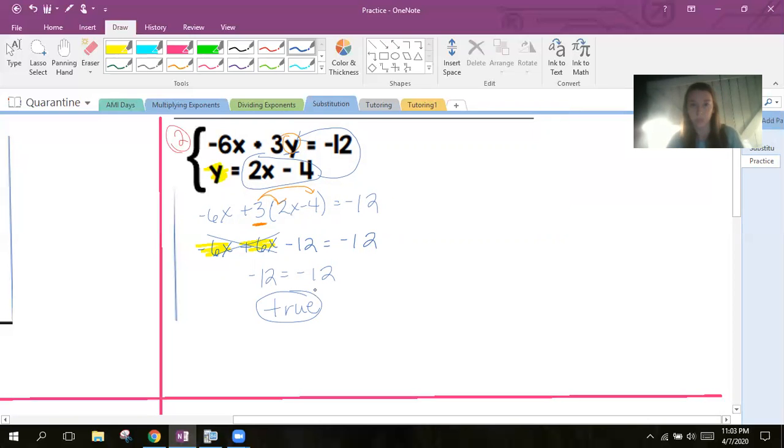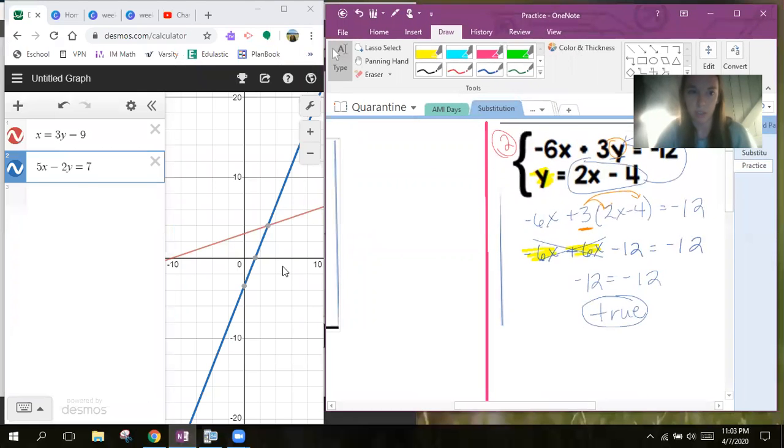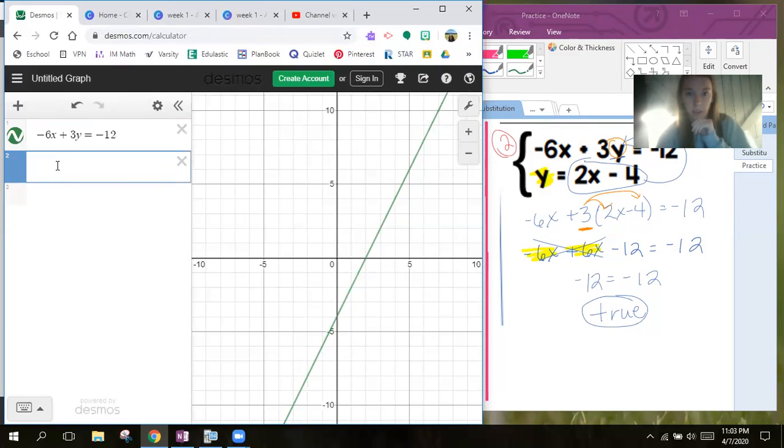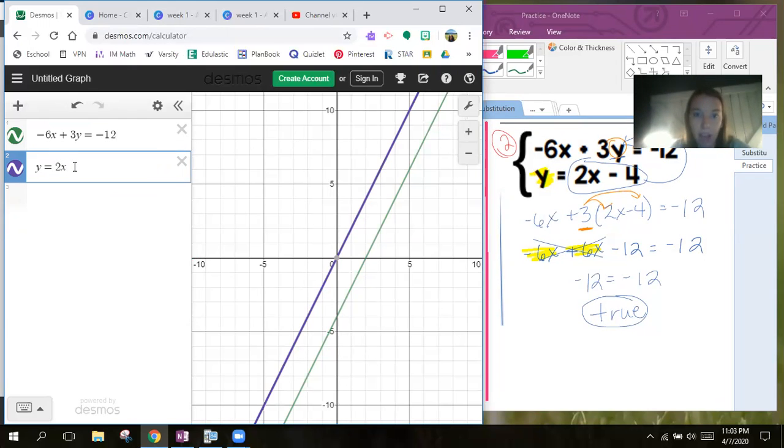Okay, so let's see what happens when we graph this one. So I have negative 6x plus 3y equals negative 12. All right, so first thing I want you to notice is that I'm looking at a green line here. Now watch what happens when I type in this other line. I have a parallel line, and then I do minus 4, and that green line has now turned purple, meaning that it's the same line.